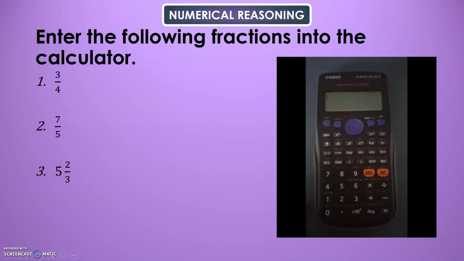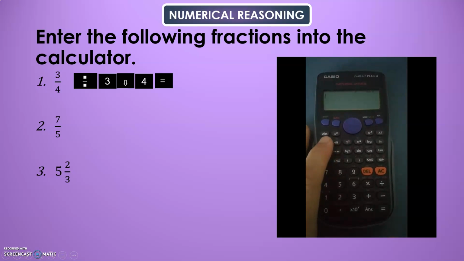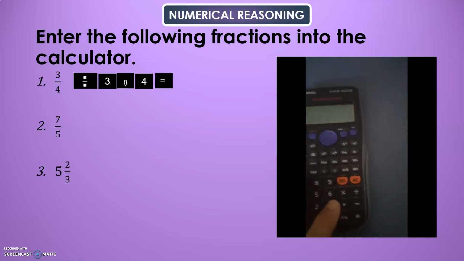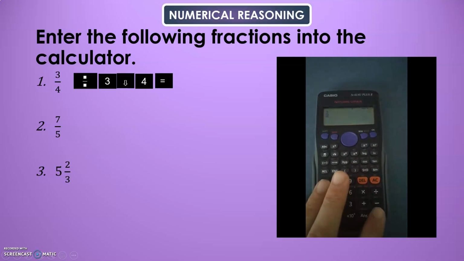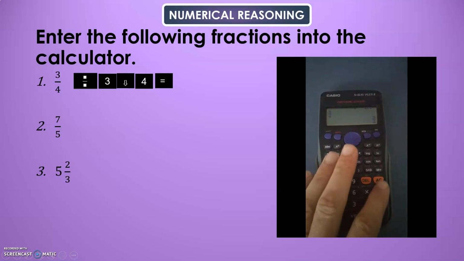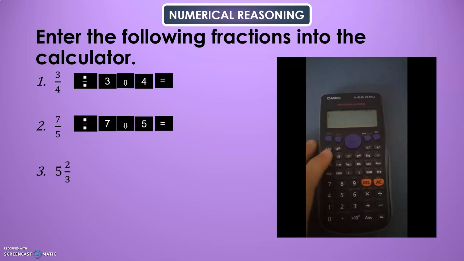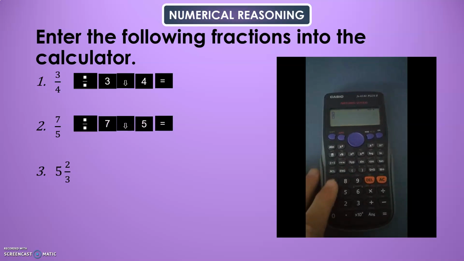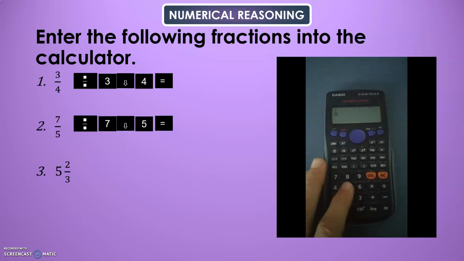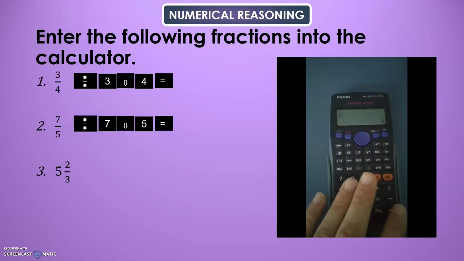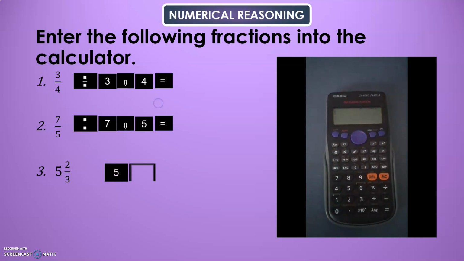So the first thing we need to do, you can follow the buttons here, is find the double box button. Then we want to enter 3, then down, then 4, then press equals, and we should end up with 3/4. You can press clear with the AC button. We're going to do 7/5, again the double box, 7, down, 5, equals, and we end up with 7/5, and we clear with AC.